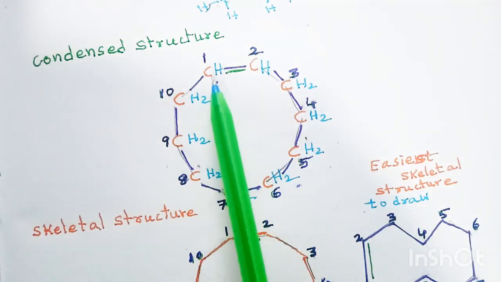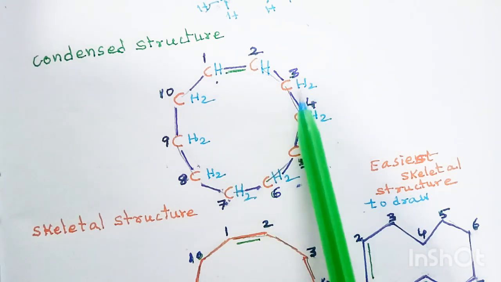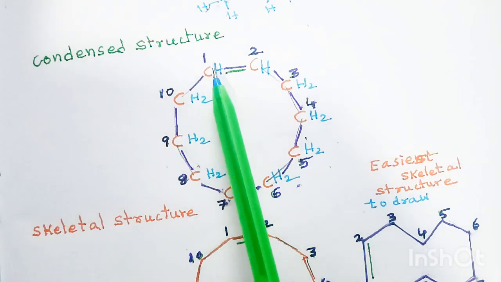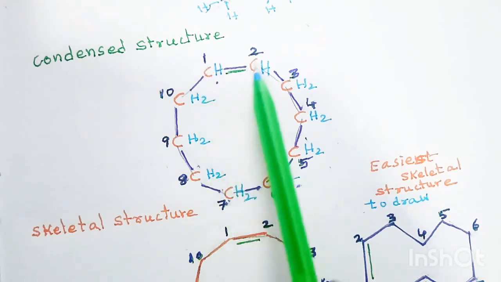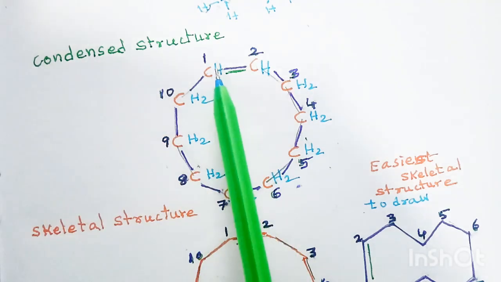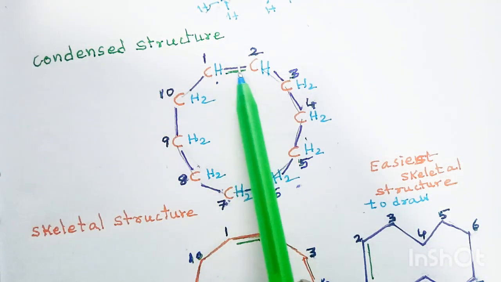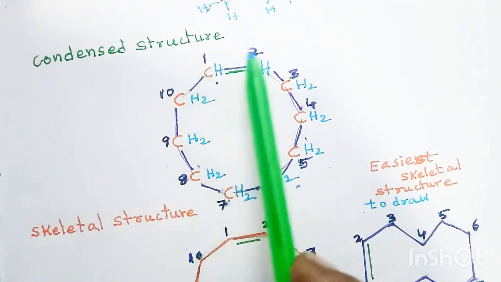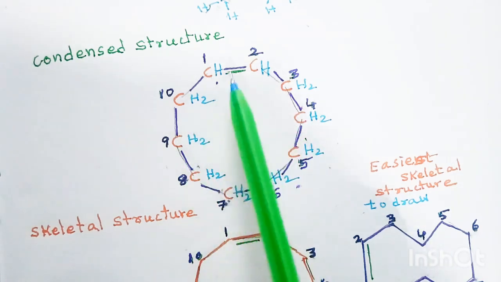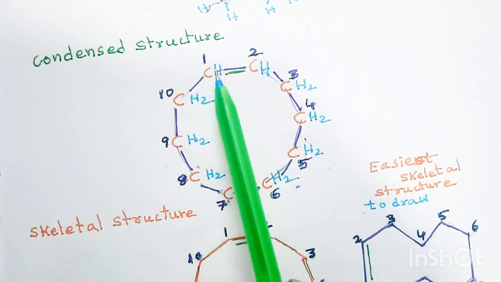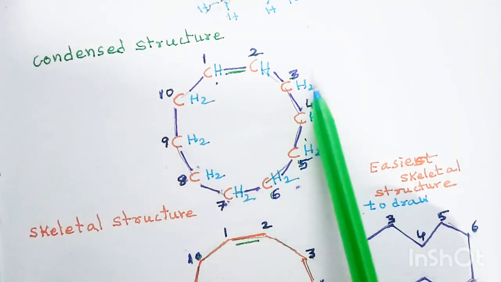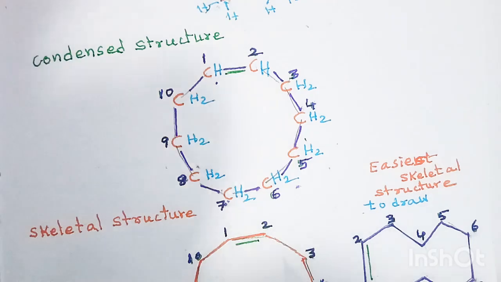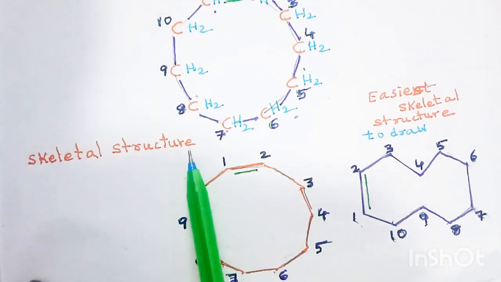Now let's see the condensed structure. Condensed structure is also drawn like that. We draw a 10-membered ring, and at each corner we write C. Between 2 carbons we write a double bond. Those carbon atoms will become 1 and 2. The first carbon and second carbon will have CH and CH. From 3rd carbon to 10th carbon, they will have CH2 each. This is the condensed structure of cyclodecene.